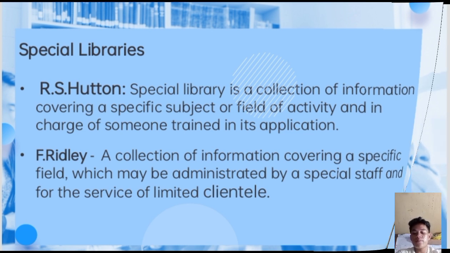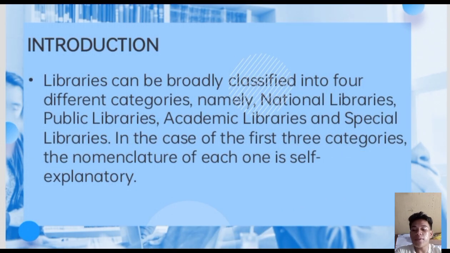Introduction. Libraries can be broadly classified into four different categories, namely national libraries, public libraries, academic libraries, and special libraries. In the case of the first three categories, the nomenclature of each one is self-explanatory.